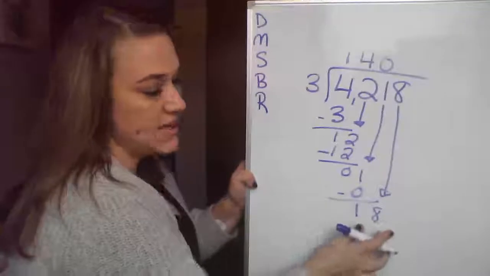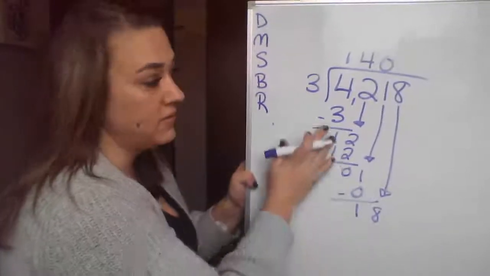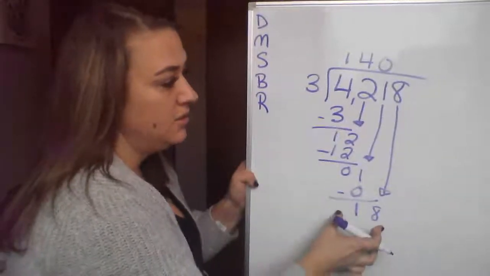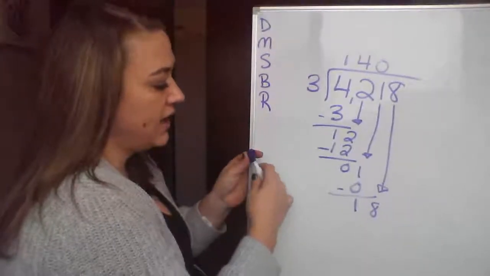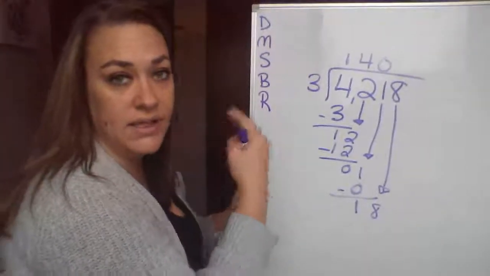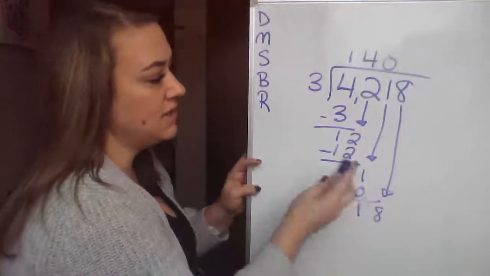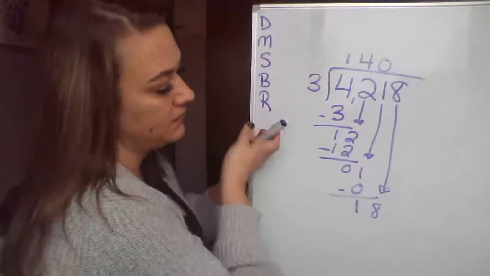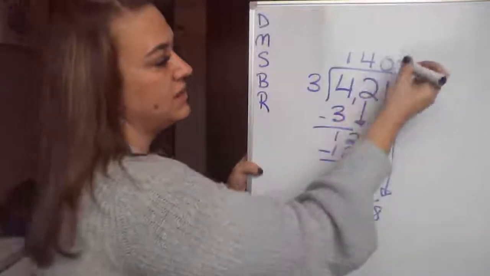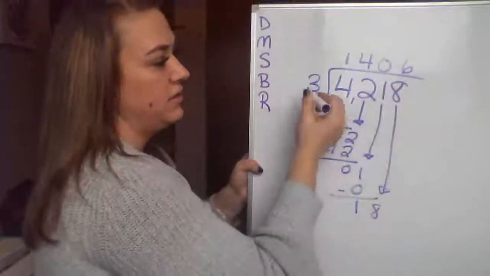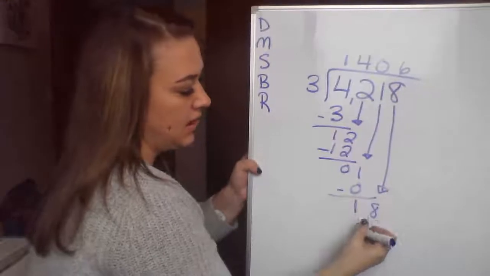So now I have 18 I need to divide into. How many groups of 3 can I make out of 18? Well, you can use those basic facts, right? I know that 3 times 5 is 15. So 3 times 6 gives me 18. So 18 divided by 3 gives me 6. 3 times 6 is 18.